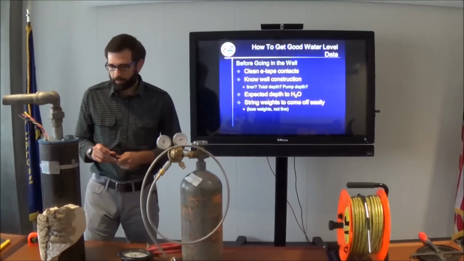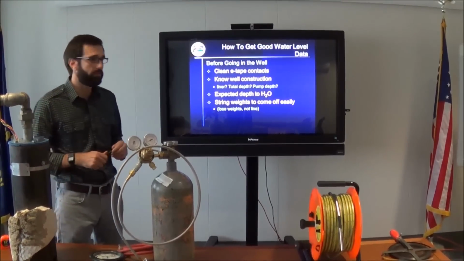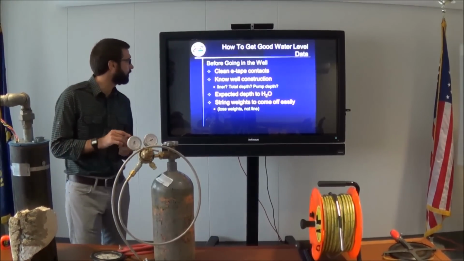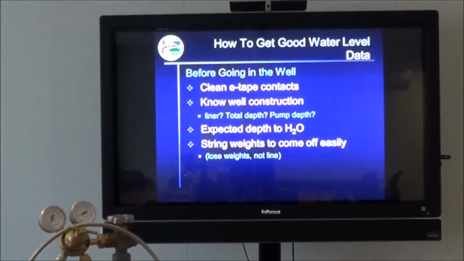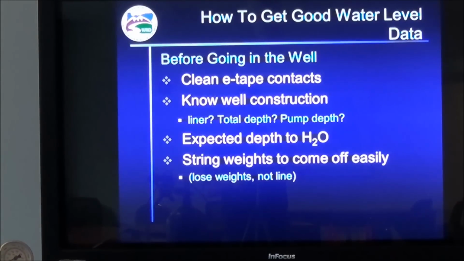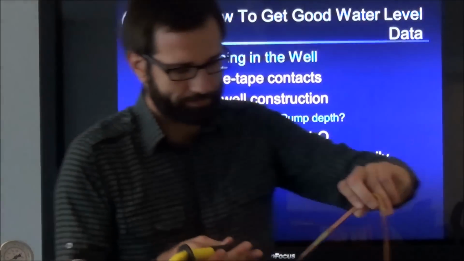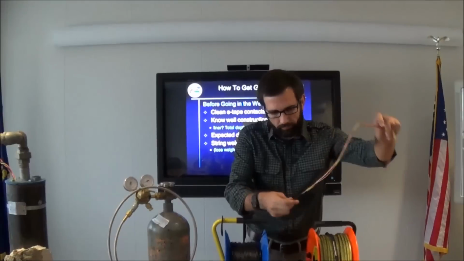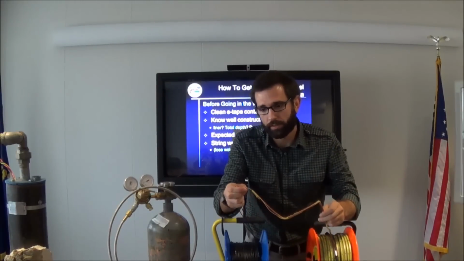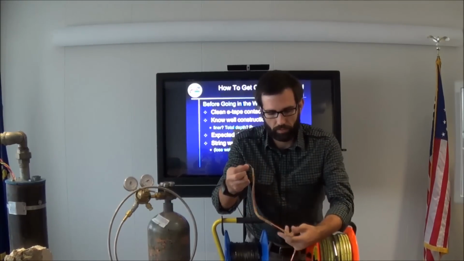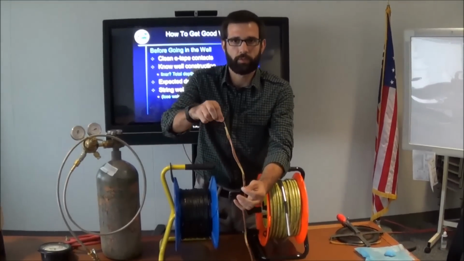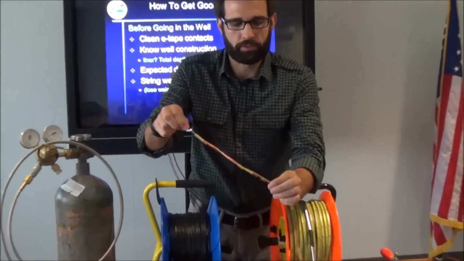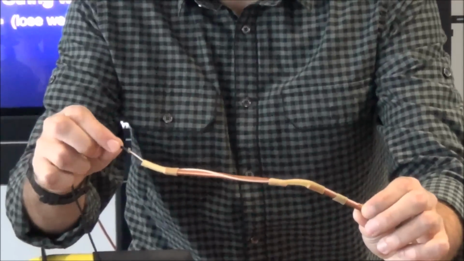Now let's go into some tips about how to get good water level data. The first thing you want to do before going in the well is make sure that the contacts on your tape are clean. I don't know if you can see this here. Here's our upper contact here, and our lower contact is down here. So when both of these are in the water, that's when you get your beeping sound to let you know that you're at the top of the water there.